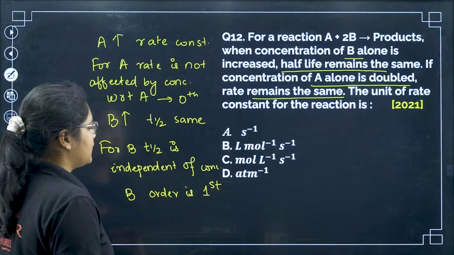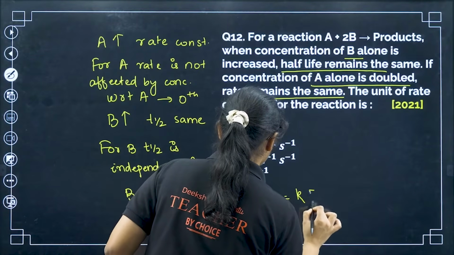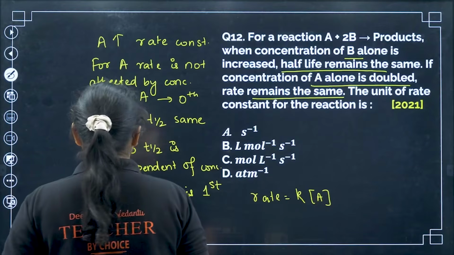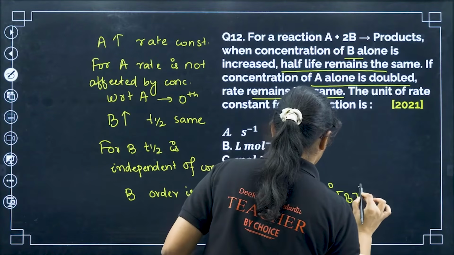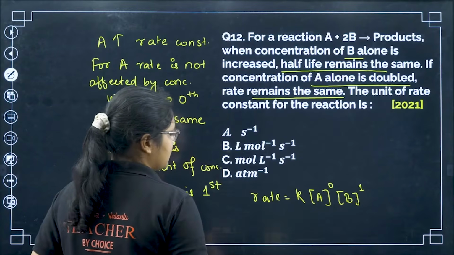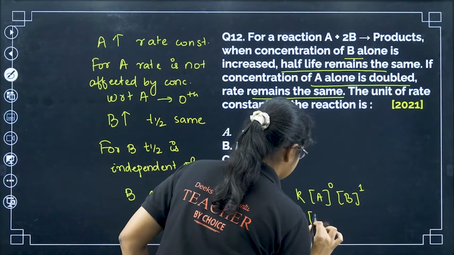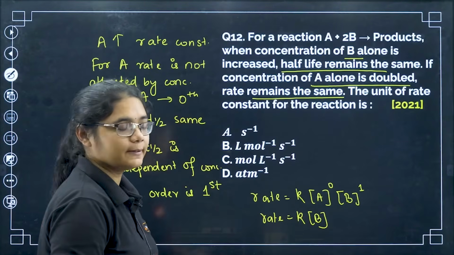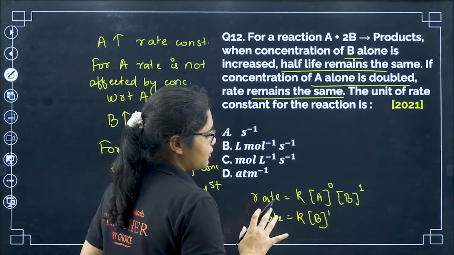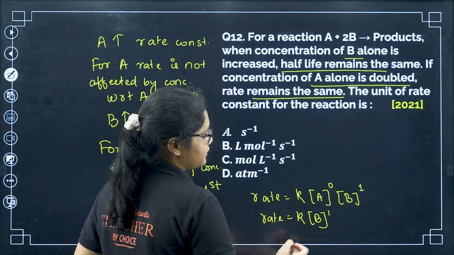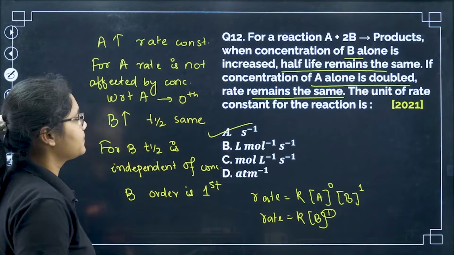Okay, so now can I write the equation here? Rate is equal to K into A to the power of 0 and B to the power of 1, right? So what I will get here, rate is equal to K into concentration of B. Okay, so this is a first order reaction. So if it is a first order reaction, then what will be the unit for first order reaction? Second inverse, that is option number A.